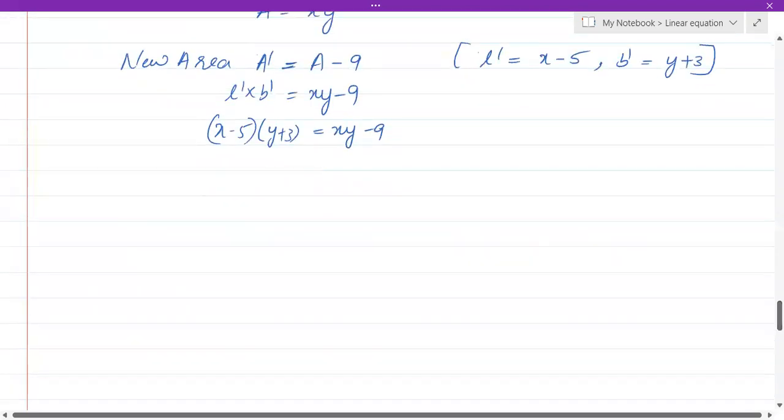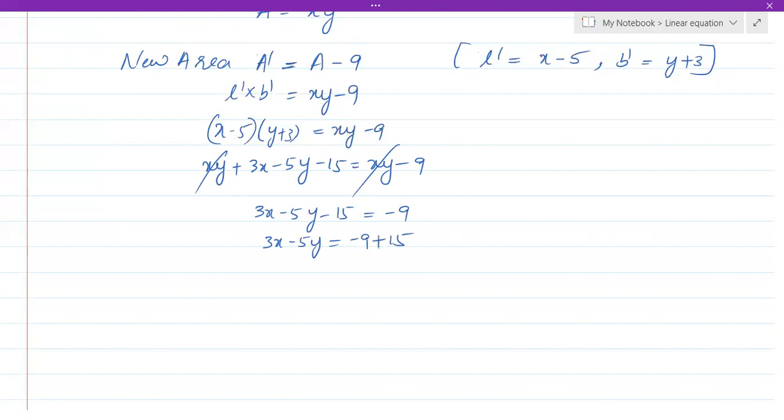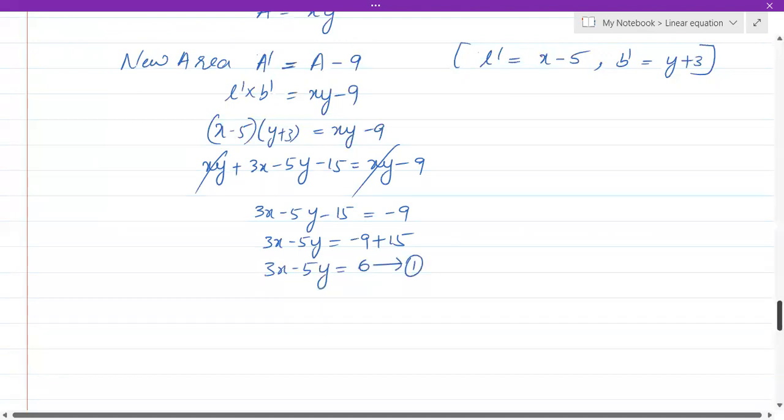X into y, binomial multiplication: x into y is xy, x into 3 is 3x, minus 5 into y is minus 5y, minus 5 into 3 is minus 15, equal to xy minus 9. If you observe, xy and xy get cancelled. So we are left with 3x minus 5y minus 15 is equal to minus 9. Therefore, 3x minus 5y is equal to minus 9 plus 15. Therefore, it becomes 3x minus 5y is equal to 6. This will be our equation 1.